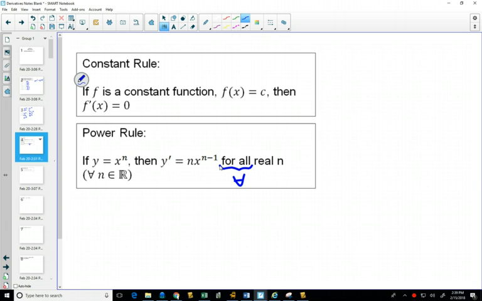So if you read it, it's for all n elements of the real numbers, for all n that belong to the real numbers. So those are whole numbers? That'll include whole numbers, but it includes fractions, it includes decimals, it includes all real numbers. So it doesn't have to just be whole numbers. It works with all real numbers.